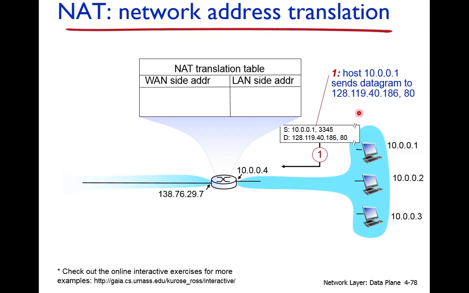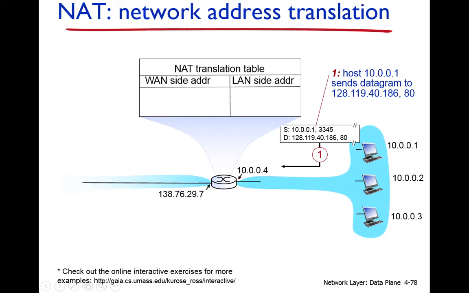So in this case, we have discussed that when we assign an IP address to a machine, we also assign the default gateway. The default gateway is used for this purpose when the machine doesn't know where the destination is located. So in this case, the message is forwarded to the default gateway. In this message, the source address is 10.0.0.1 for this machine, and this is the source port number of the application, 3345. The destination IP address is, suppose, 128.119.40.186, and the destination port number is 80. This message will be sent to the gateway.